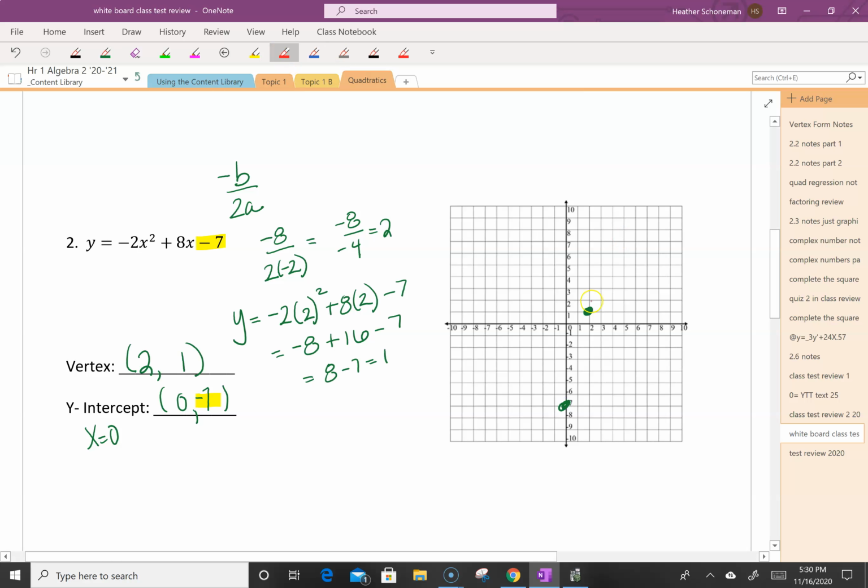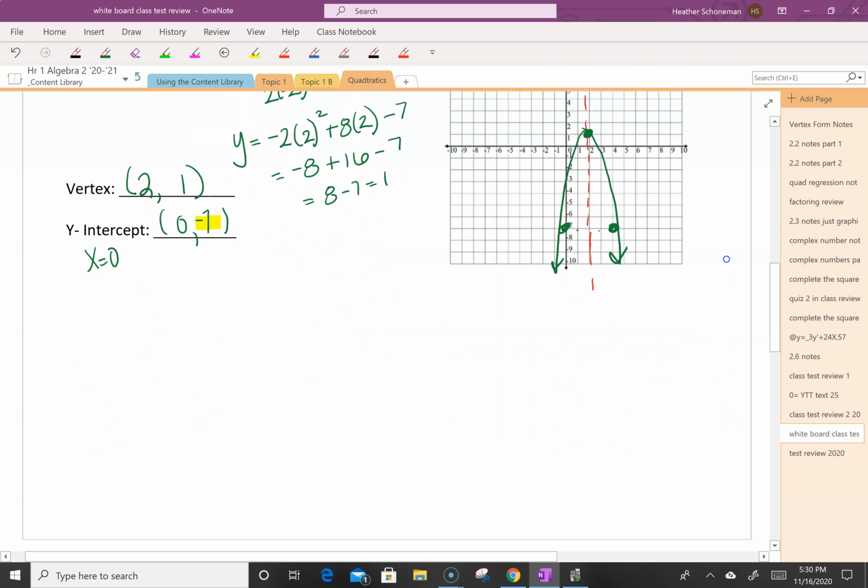Okay, we know that because it's a parabola, it is symmetric along the vertex. So since this point is 2 spaces to the left, this one has to be 2 spaces to the right. And so there is my parabola.